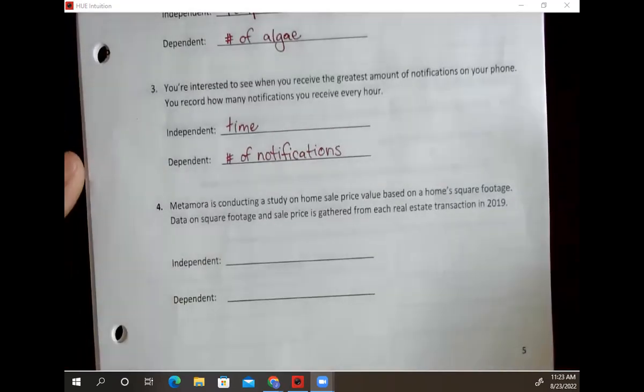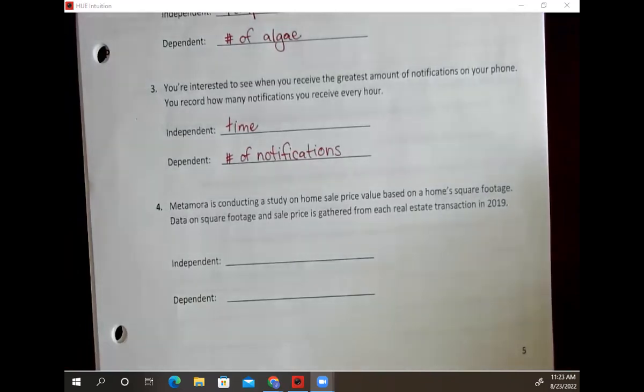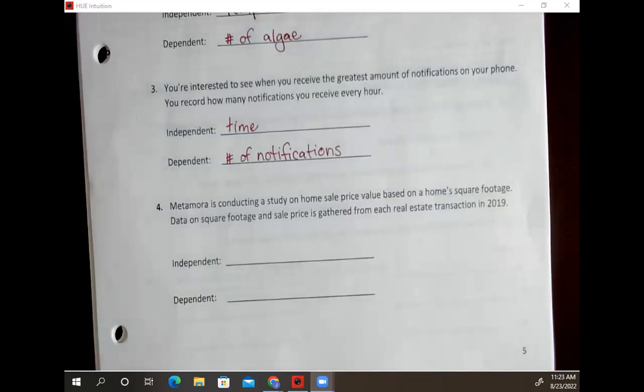And then finally on page 5, number 4, Metamora is conducting a study on home sale price value based on a home's square footage. Data on square footage and sale price is gathered from each real estate transaction in 2019. What's the thing that I am choosing or controlling here? I'm making choices based on what? Their square footage, right? I'm looking through all this information and picking out houses that have specific square footages.